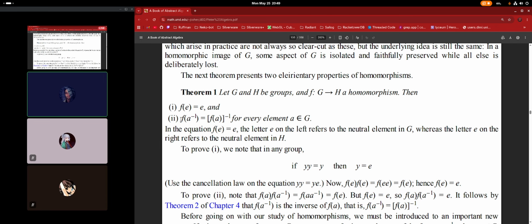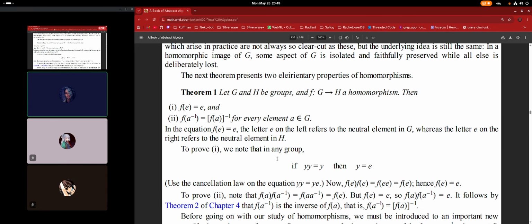And then you also have that f of the inverse of a is equal to the inverse of the application of f, for every element a in G. So disclaimer, in the first equation, the letter E on the left refers to the neutral element in G, whereas the letter E on the right refers to the neutral element in H. Because at first you were kind of lost on what this means, right? So you need to read this thing.